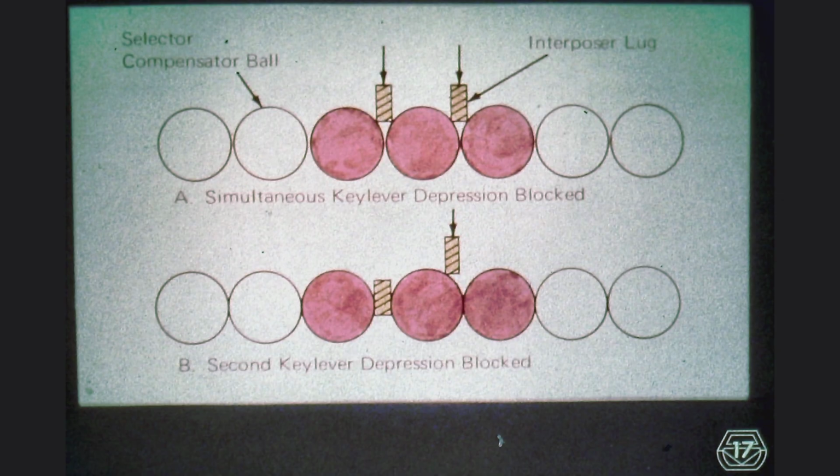Notice in the figure at the bottom that all of the excess space between the spheres has been taken up due to the depression of only one character interposer. Any depression of another keylever is thus stopped, making the keyboard appear to be locked.